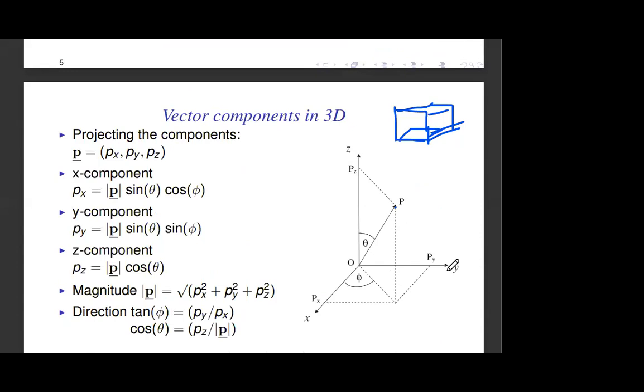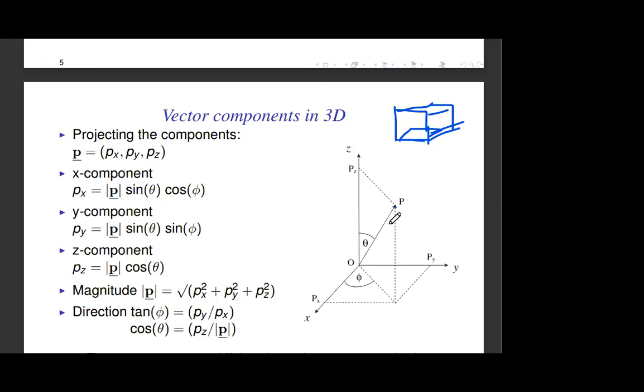So now we have to find, how do we find? We know this length here, the OP length, this magnitude. We can measure that, the distance between the origin and the point P. And this one is the projection of this OP.